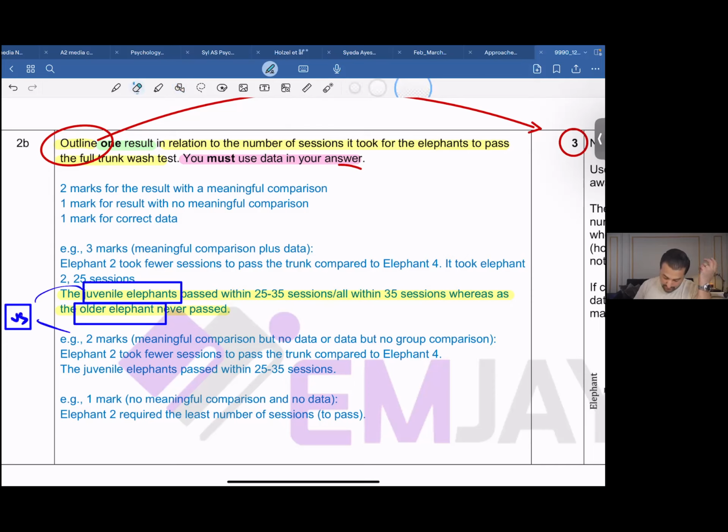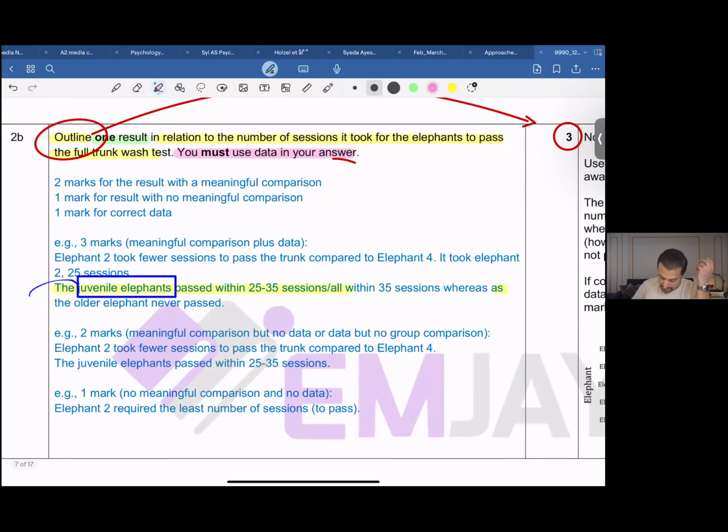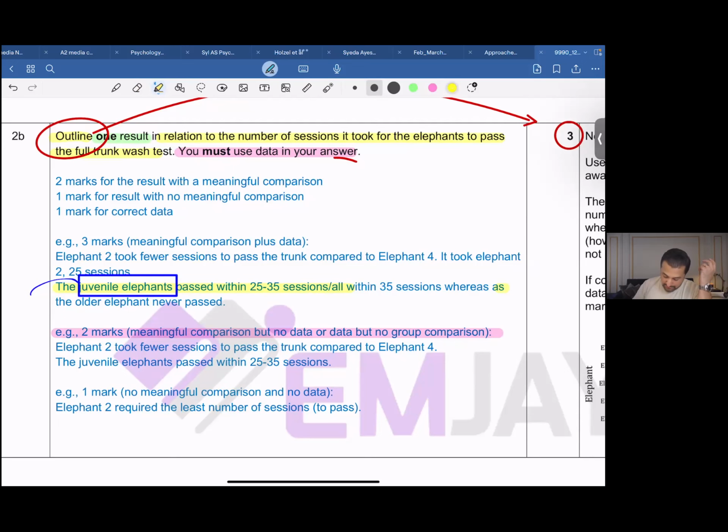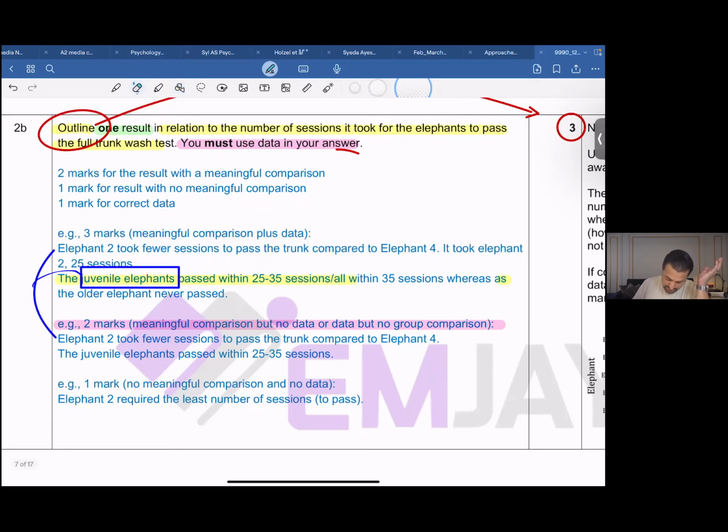Now, moving on to examples where the students would receive 2 marks, 2 marks for a meaningful comparison, but no data. I'll highlight this in pink. Moving on. Elephant 2 took fewer sessions to pass the trunk compared to elephant 4. Or you could say the juvenile elephants passed within 25 to 35 sessions. So let's compare apples with apples. Here you go. So you write this part, you get 3 marks. You write this part, you get 2 marks.